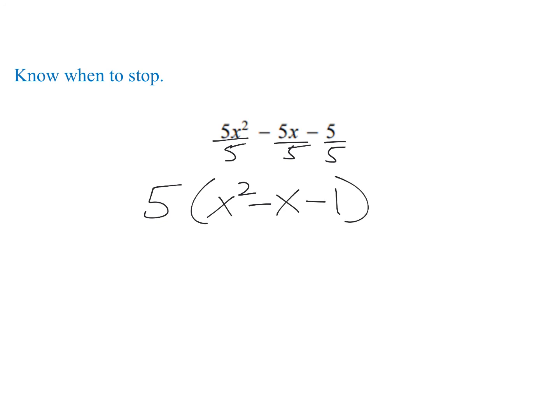At this point, I'm looking for factors of negative 1 that add up to negative 1. Well, that's 1 times negative 1. But that's the only thing I can have to get negative 1, is 1 times negative 1. But when you add those together, you get a 0. And that's where you have to know when to stop.